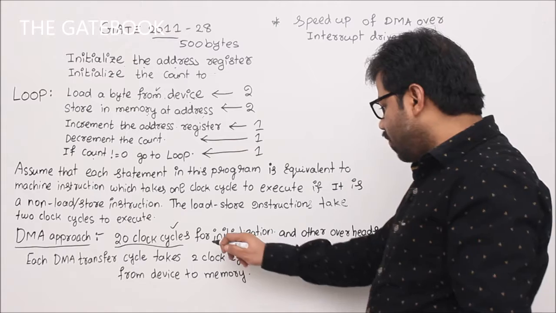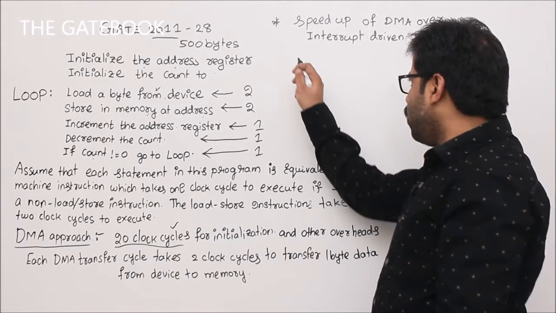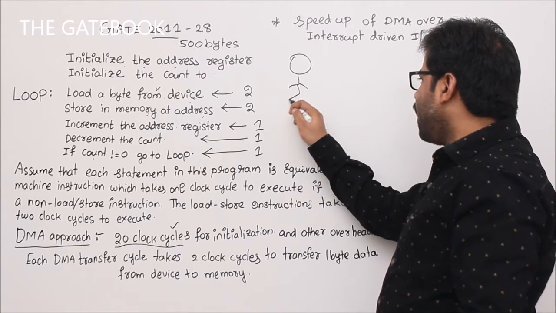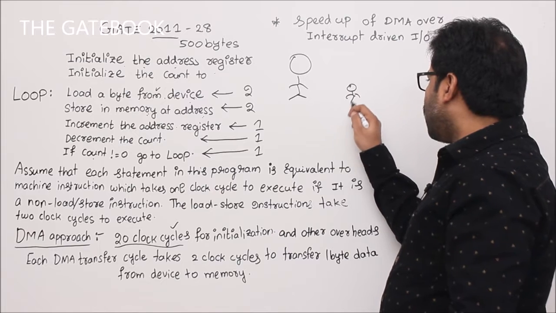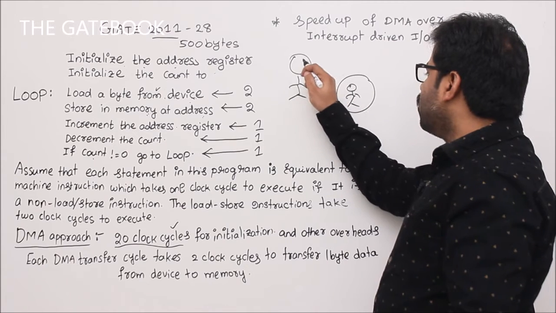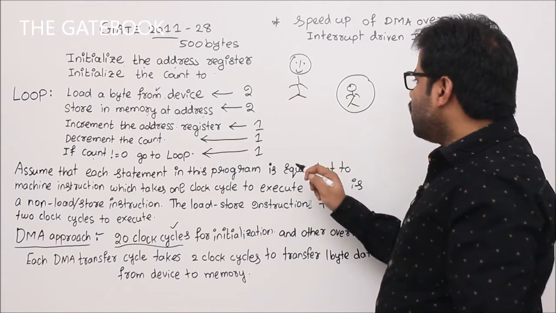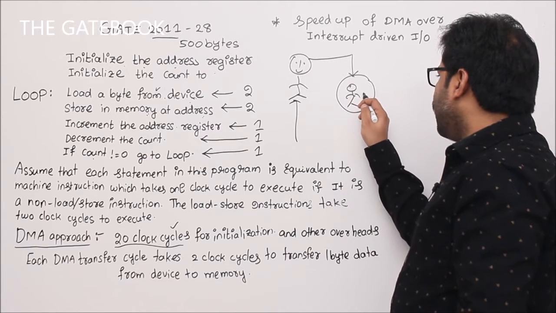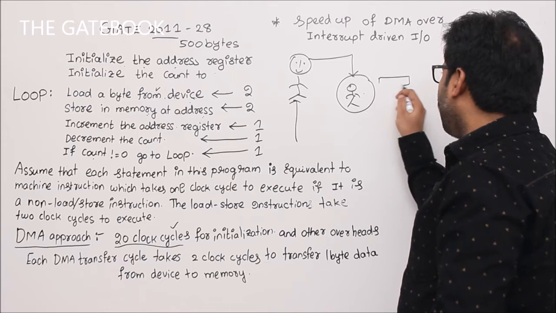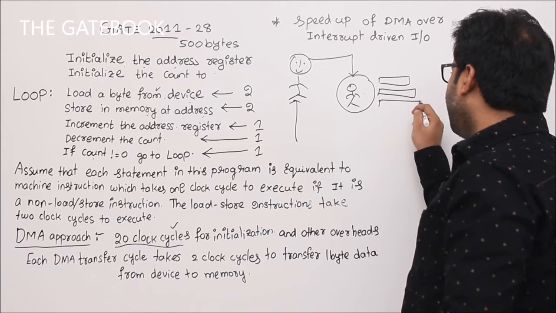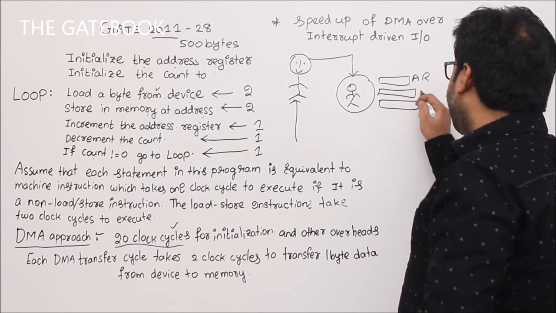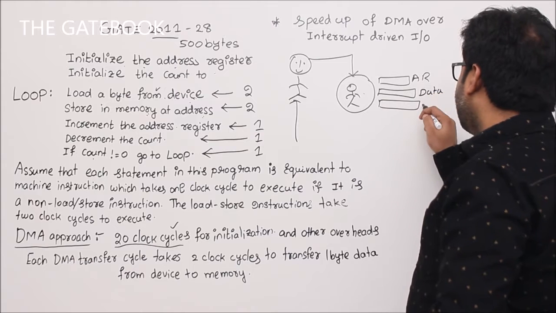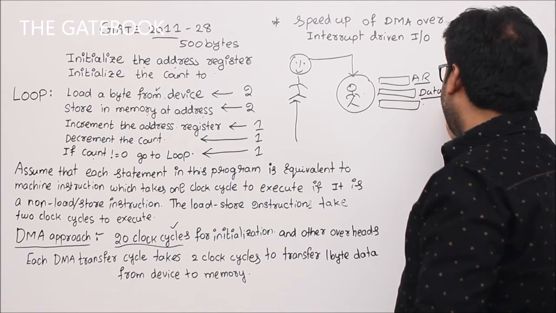20 clock cycles for initializing the DMA controller. You know that. What is the story about DMA access? There will be a small controller, the DMA controller. So this is your CPU. Whenever the CPU gets an interrupt, the CPU will give that work to the DMA controller. So the DMA controller will now have all this stuff, right? Address register, data count, everything. Okay, so data address register, data count, everything.